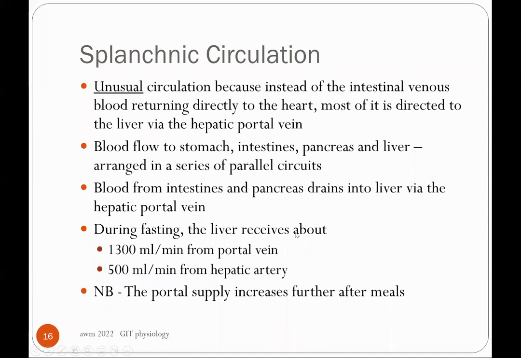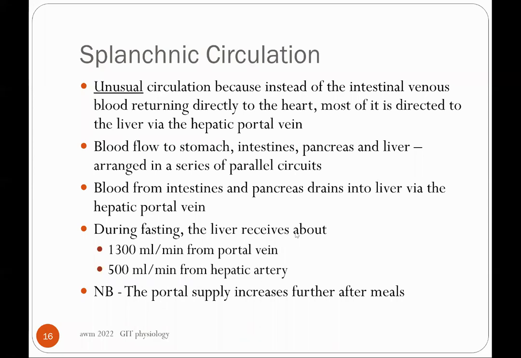So what we're saying is that you've got unusual circulation in the blood vessels, because most of the blood, instead of returning directly to the heart, is directed to the liver via the hepatic portal vein. That's what makes blood from the gut different from blood from the other parts of the body, okay? So that's the uniqueness of the splanchnic circulation.